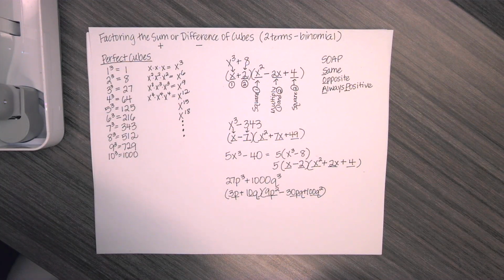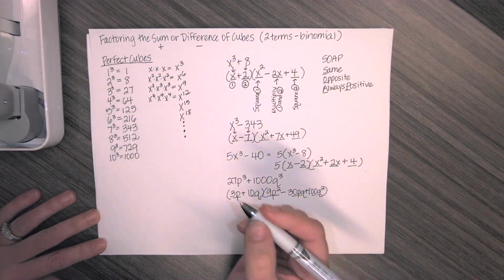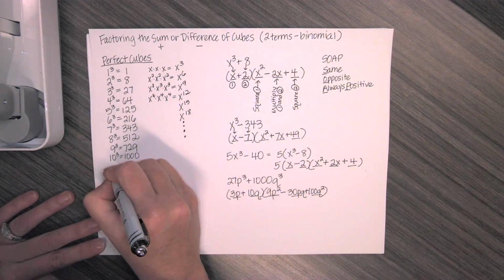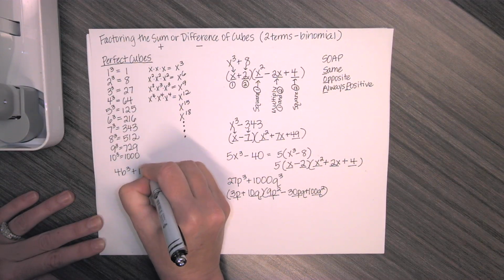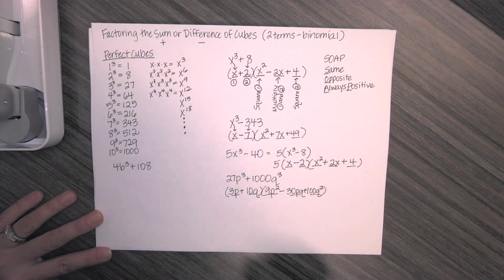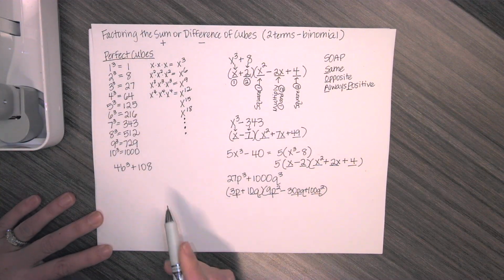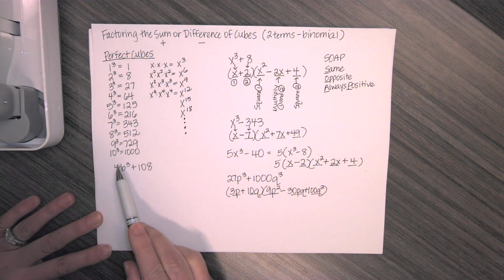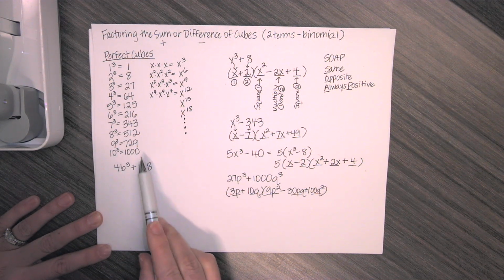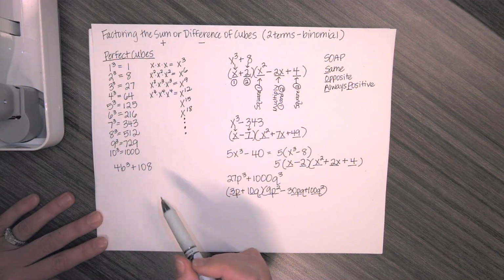All right, let's see. I'm going to do one more. Let's do this one. 4b cubed plus 108. Okay. When we first look at that, we might see this cubed and think it's sum of cubes, but 108 is not a perfect cube. See how it's not on our list? 4 is actually not a perfect cube.